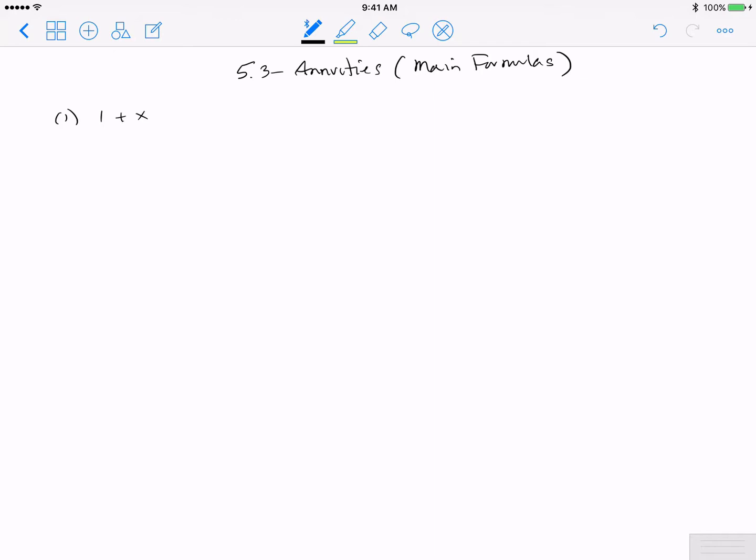the idea that if you take 1 plus a number x plus that same number x squared plus x cubed and continue on to x to the n minus 1, where n is some number that you choose, there is a formula which tells you how to add up all those numbers, and the formula is that it is 1 minus x to the n over 1 minus x.